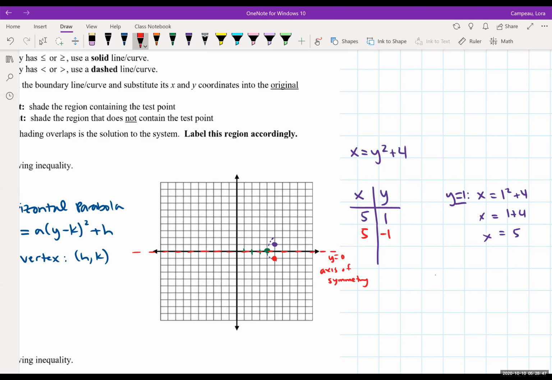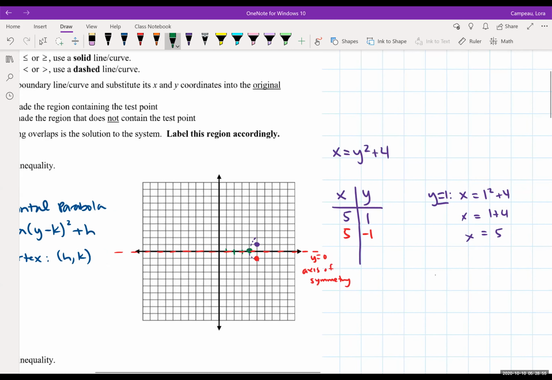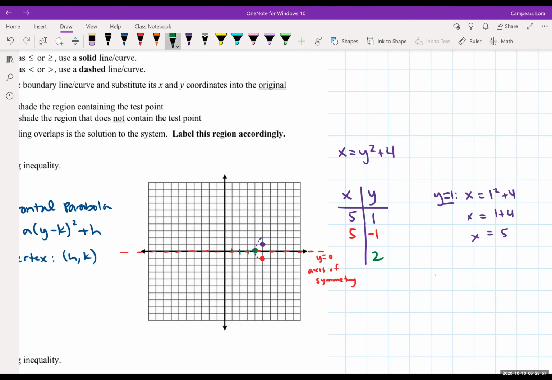So the next one I will choose for myself, if I'm going with ones, I might as well choose 2. I'm just trying to pick really nice numbers. So if I choose y equals 2, that gives me x equals 2 squared plus 4, which will give me 4 plus 4, which is 8.